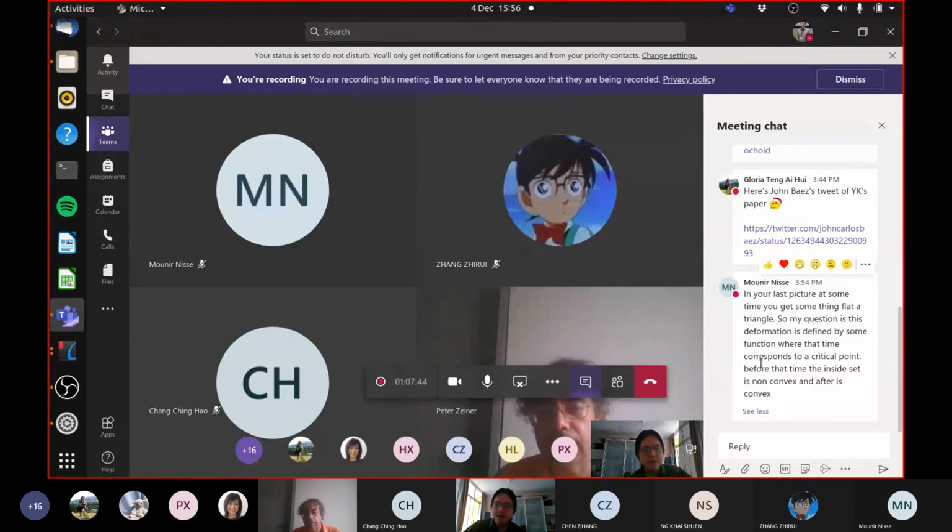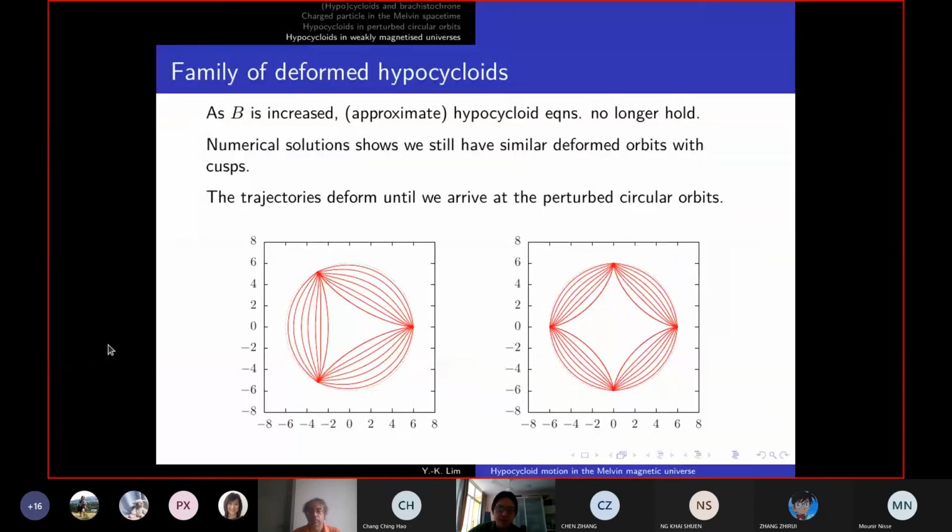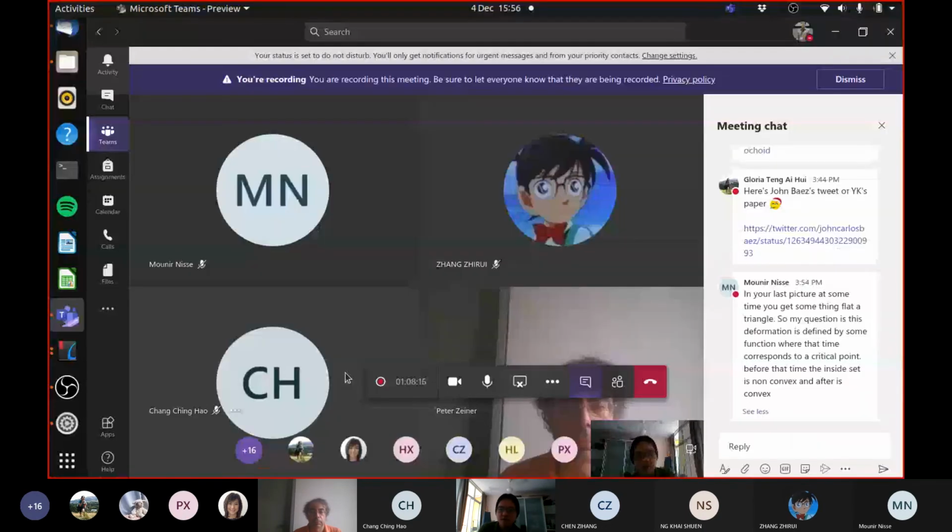Munir? So I guess the critical value will be some critical value of the magnetic field strength. So if I change the field strength, then, but my guess is also it might be a product of B times E, because you need to fine tune the charge to get the sharp corners as well. So it will be a function of E and B. Yeah, I think so.